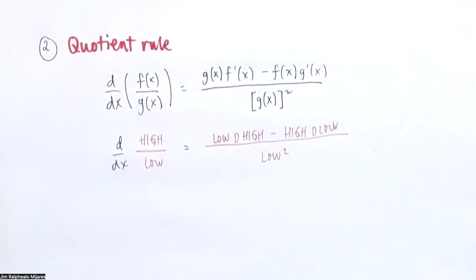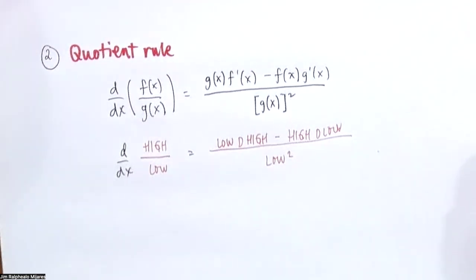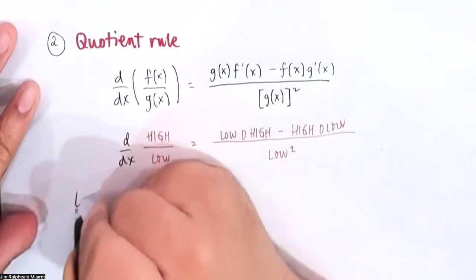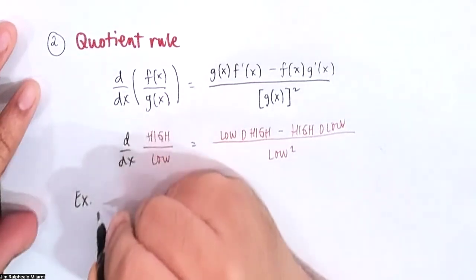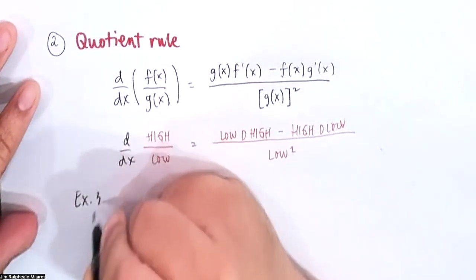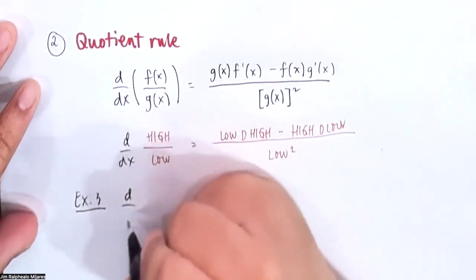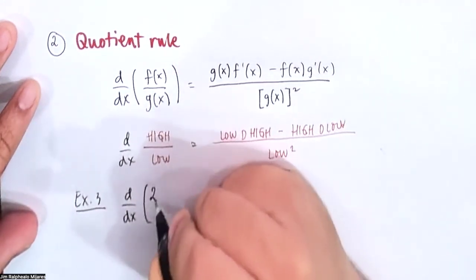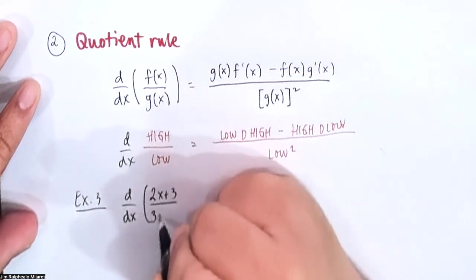So that's the mnemonic for quotient rule. Okay. So for example, what's the derivative of 2x plus 3 over 3x plus 5?